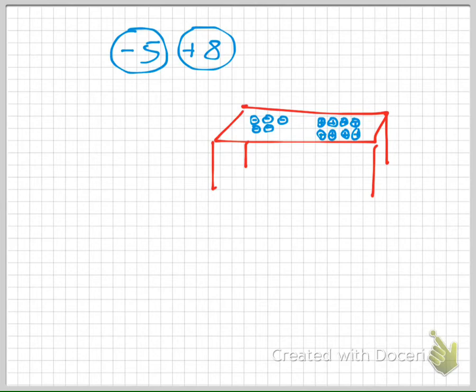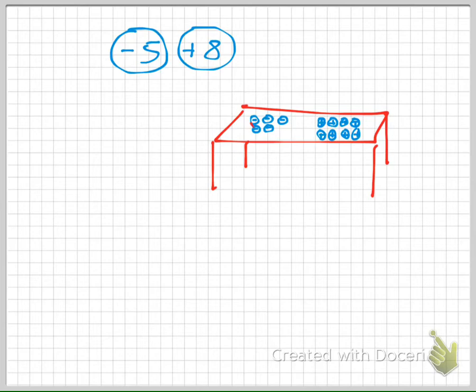We start eliminating pairs. If I take off one positive poker chip and take off one negative poker chip, that makes 0, right? Just keep taking off pairs. One positive and one negative. One positive and one negative. So watch what I can do.